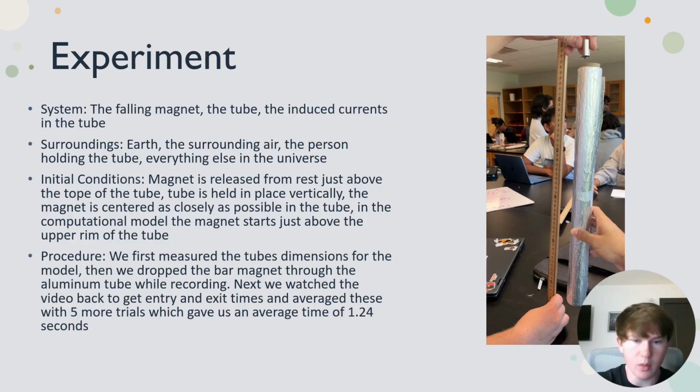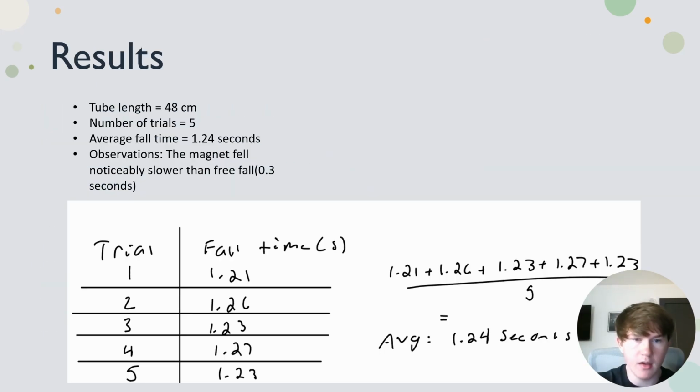of the tube. Basically what we did was we measured the tube's dimensions and the mass of the magnet, and then we performed 5 drops and then averaged the time of each of those drops, where we got 1.24 seconds as the average. So these were the results.